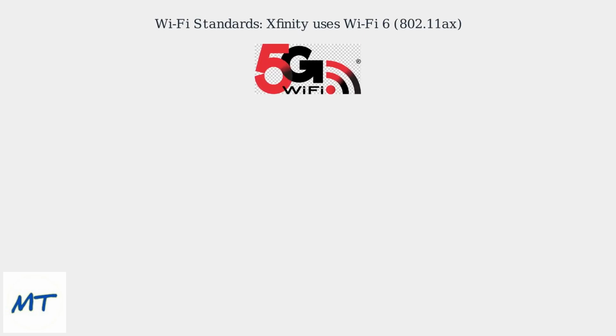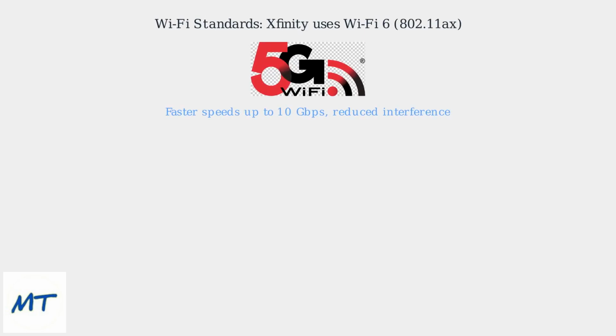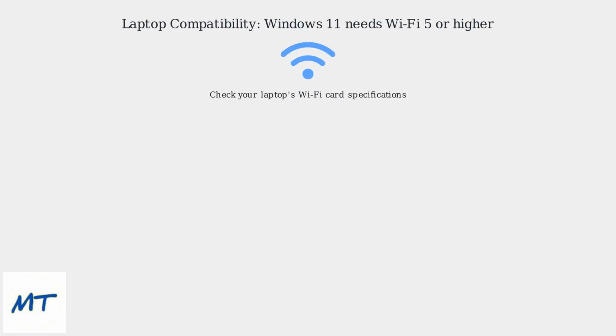Xfinity primarily uses Wi-Fi 6, also known as 802.11ax, for delivering faster internet speeds up to 10 GB/s with reduced interference, especially in busy areas. For optimal performance, ensure your Windows 11 laptop supports at least Wi-Fi 5, or ideally Wi-Fi 6. Most modern laptops do, but you can check your Wi-Fi card specifications in device settings.